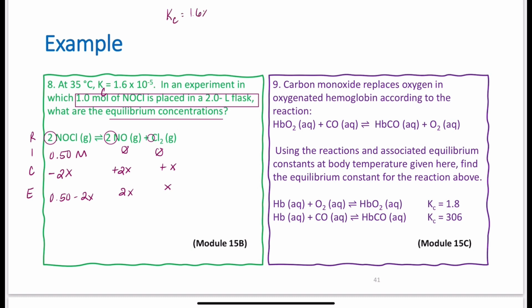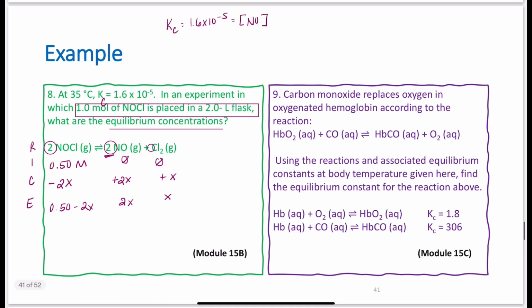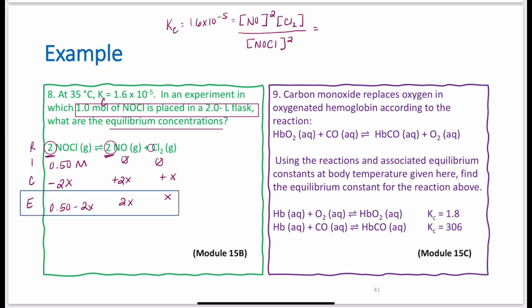My Kc value here is 1.6 times 10 to the negative 5. I write out my Kc expression, products over reactants, NO, but again, I cannot forget that 2 there. That becomes NO squared, the concentration of NO. Cl2 concentration, no exponent there because I don't have a coefficient up front. And NOCl in my denominator, also squared because of the 2 out front. But I just figured out based on my rice chart that at equilibrium, these are my concentrations. So this equals 2x squared for the NO concentration, x for the Cl2 concentration, and 0.50 minus 2x squared for the NOCl concentration.